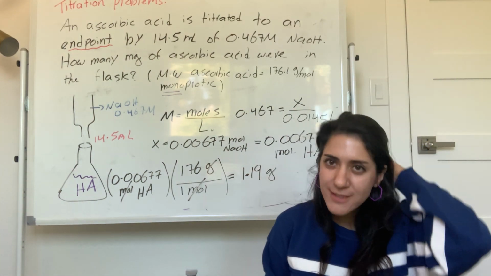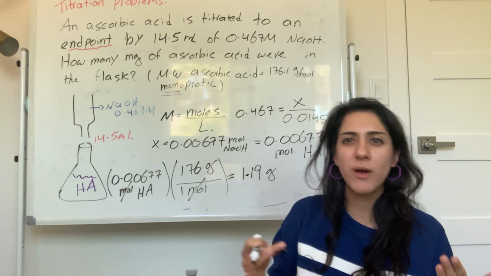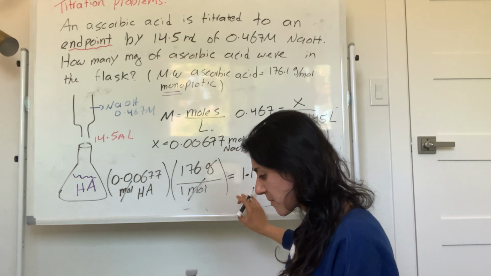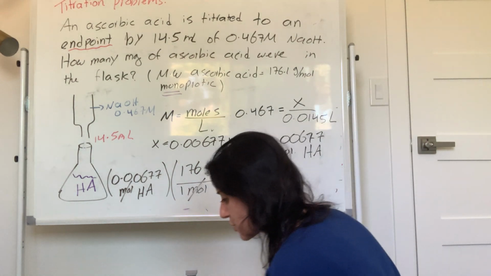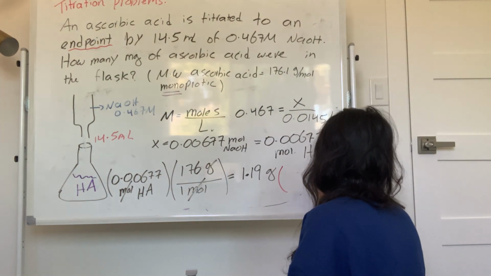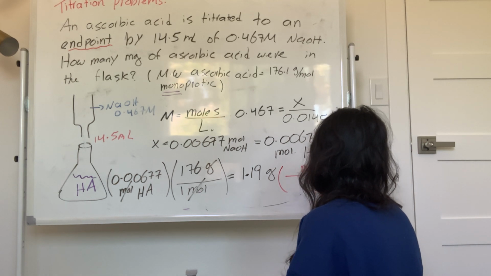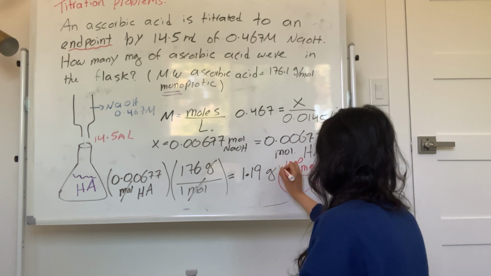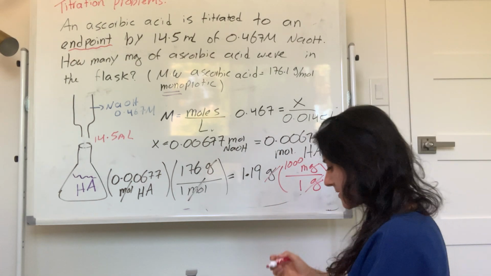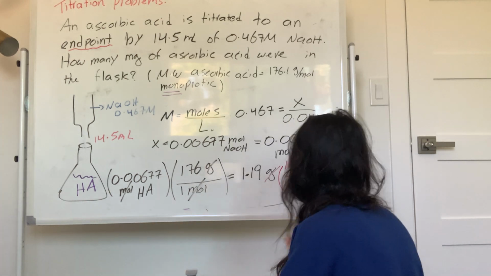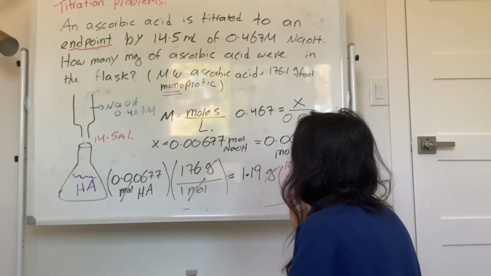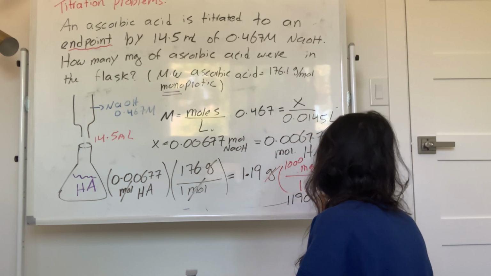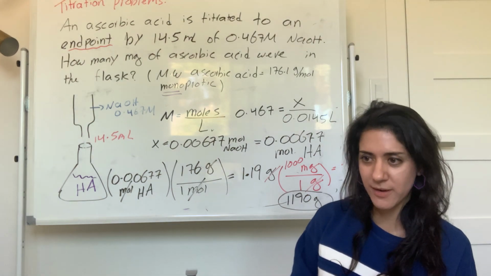Now, the question doesn't ask you for grams, it asks you for milligrams, but molecular weight is grams per mole, so I can figure out grams, and then from here, I can easily convert it to milligrams. How do I do that? I don't want grams, I want milligrams on top. 1 gram is 1,000 milligrams, right? Because gram is a larger unit, 1 gram is 1,000 milligrams. What I end up getting is, oh, I have to care about sig fig, I know, 1190 milligrams. Don't forget about sig fig.